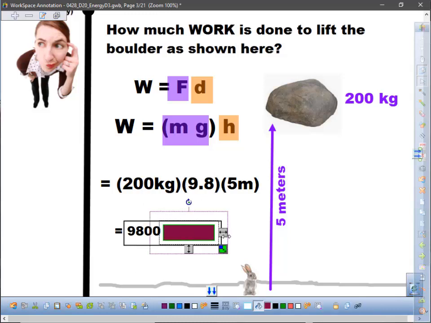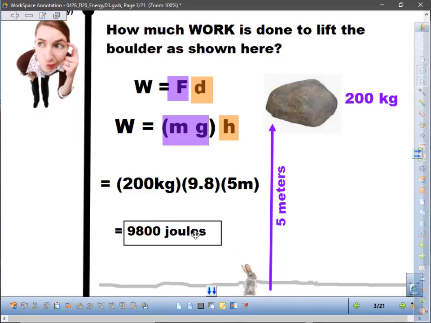What are the units for work? Work is measured in joules. And energy is also measured in joules.